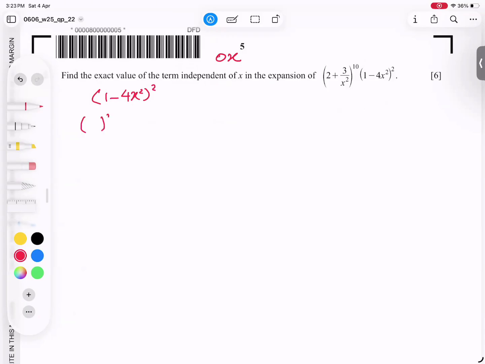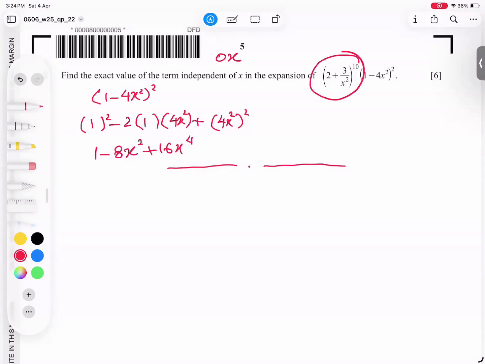First term squared, minus 2 into first term into second term, plus second term squared. 1, 4x to the power 2, 4x to the power 2. And I'm getting here 1 minus 8x squared plus 16x to the power 4. So one part is done. Now I'm going to expand this one.